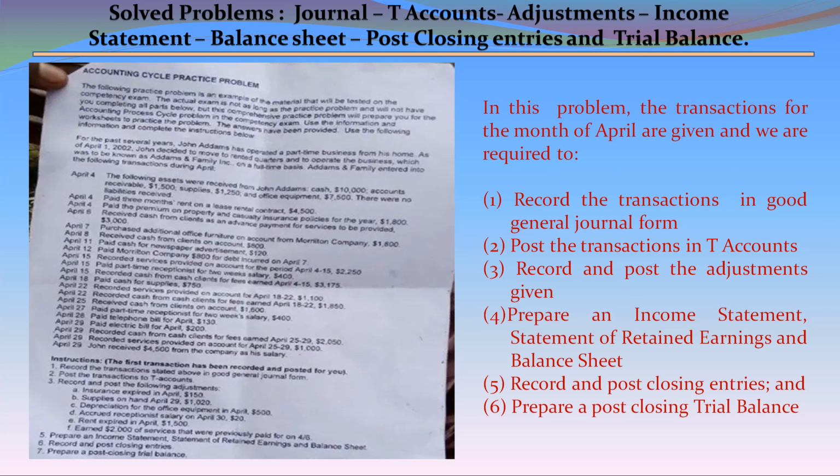Accrued receptionist salary on April 30, $20. Rent expired in April, $1,500. Earned 2,000 of services that were previously paid for on 6th April. Prepare an income statement, statement of retained earnings and balance sheet. Record and post closing entries. Prepare post-closing trial balance.